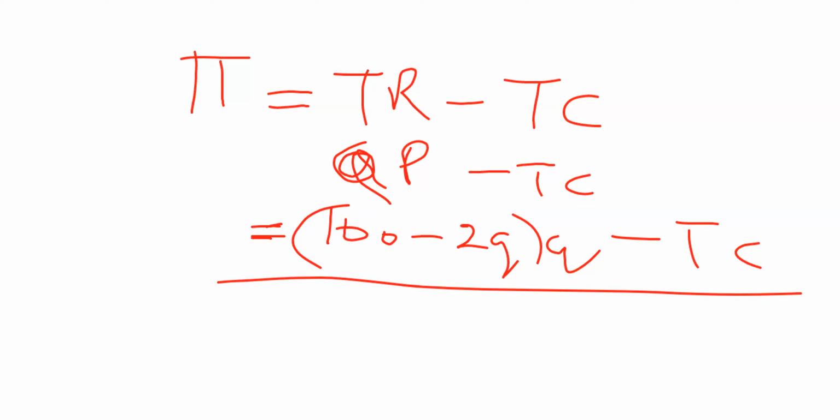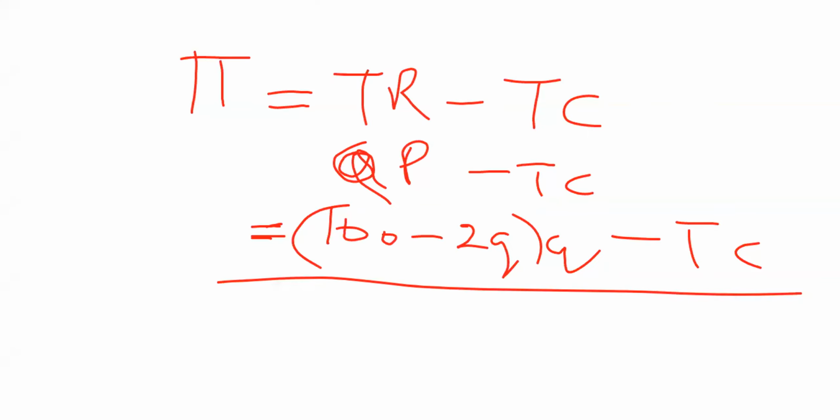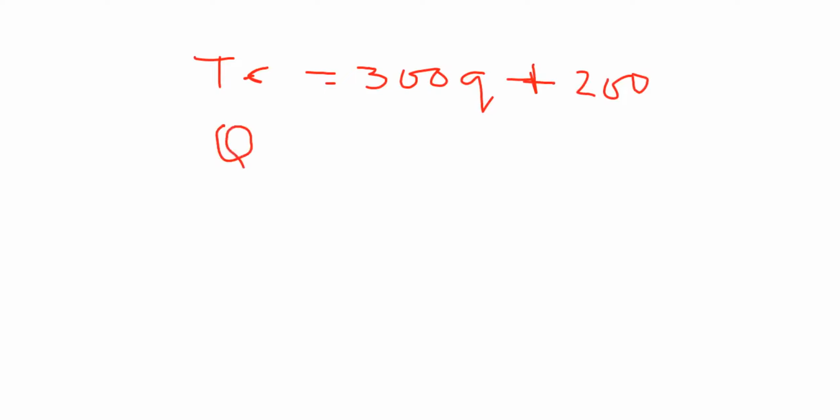Anywhere there's an issue, we can just note it. So we're looking at it like this. You have the question: what is the total cost function? 300Q plus 200. Good, that one is settled. Now, the demand function, which is Q, is 500 minus 2Q.